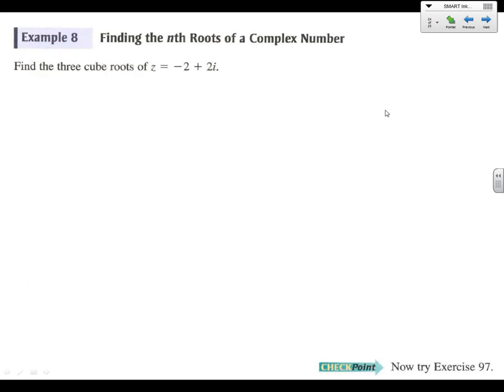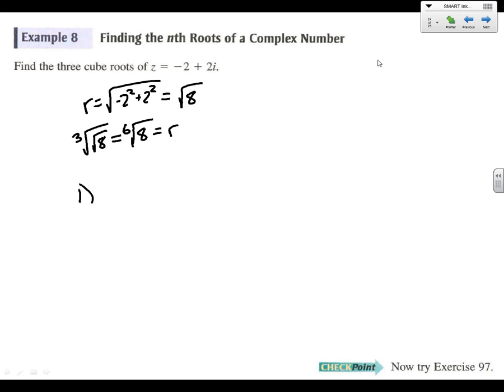All right, so now let's do the same thing, but with a complex number. Let's find the 3 cube roots of negative 2 plus 2i. So we're going to need this in polar form first. So r is the square root of negative 2 squared plus 2 squared, which is 4 plus 4, which is square root of 8. And we're going to find the cube root of that. So the cube root of the square root of 8, that's the same as the 6th root of 8. So that's going to be our r.